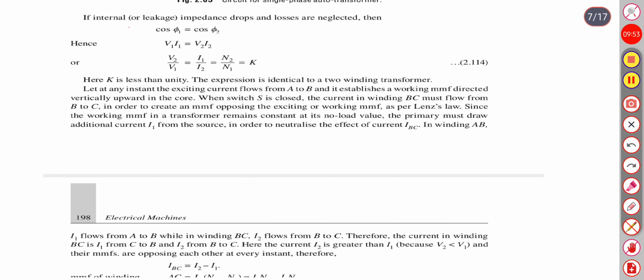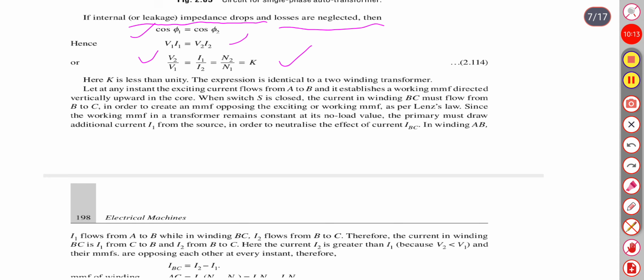If internal leakage impedance drop and losses are neglected, then cos phi 1 equals cos phi 2, hence V1 equals V2. So V2 by V1 equals I2 by I1, which is nothing but N2 by N1, the transformation ratio.